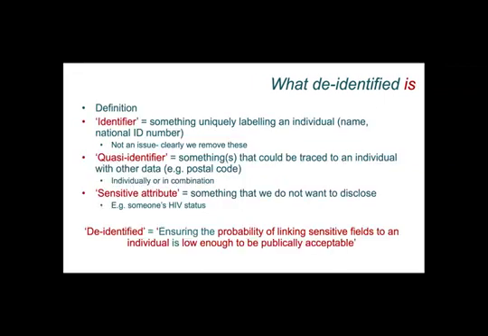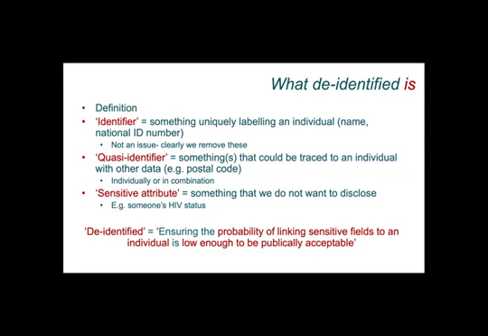So let's think a little bit more about a mathematical or conceptual framework as to what de-identified really is. So here is the definition. I need to define a few different terms first. First term is an identifier. That would be like your name or your national ID number. Now, clearly, we need to remove all of that.